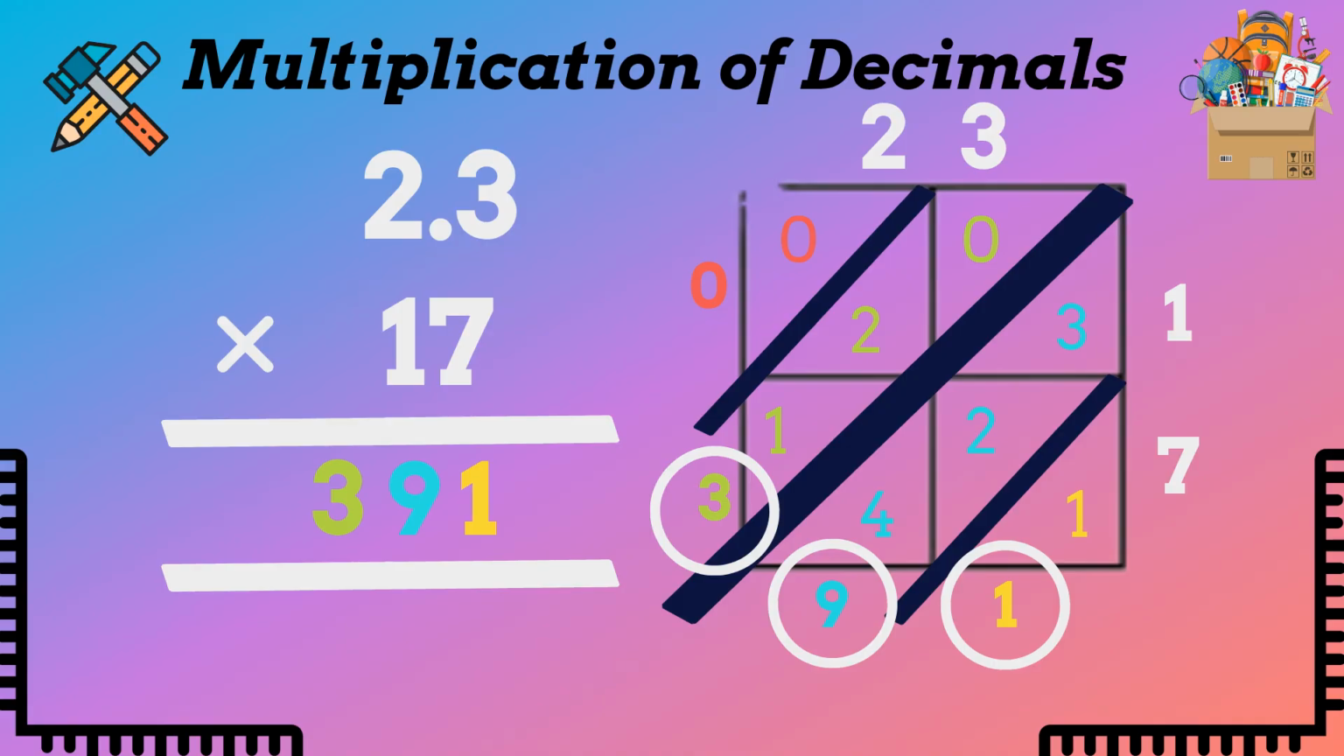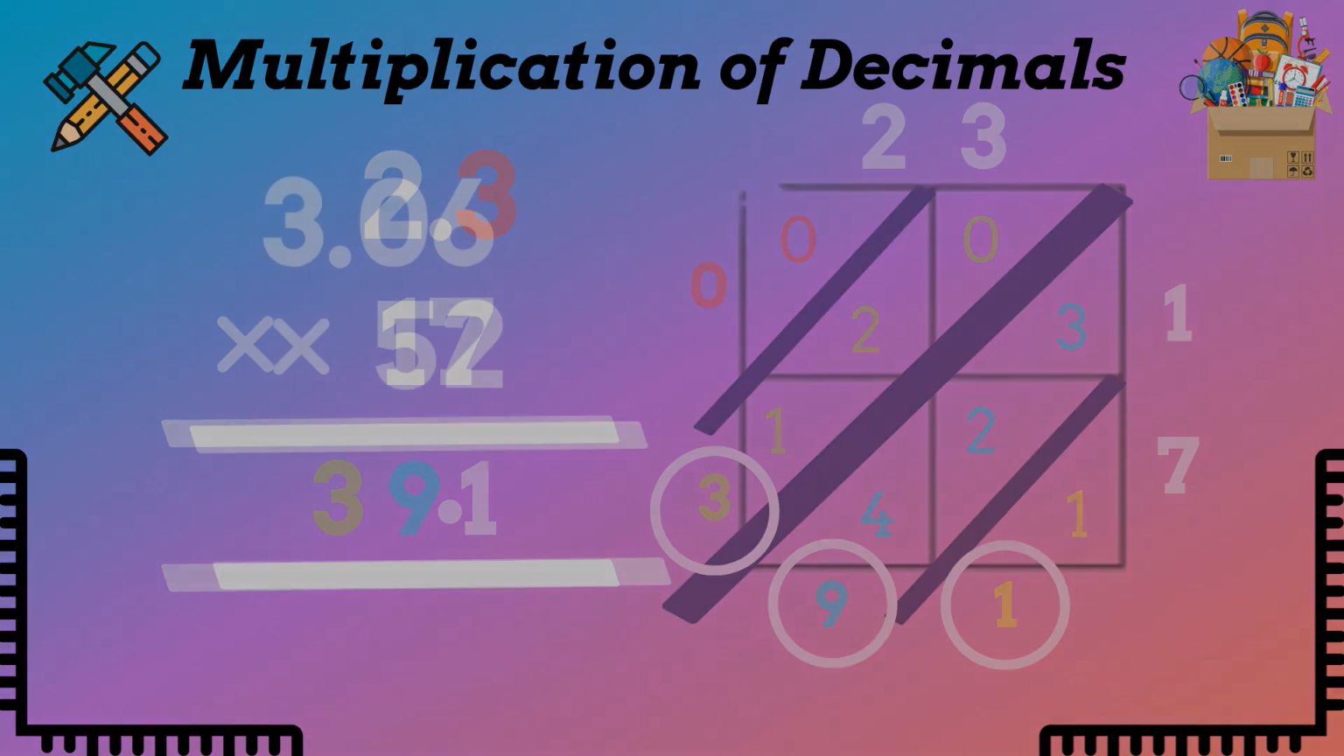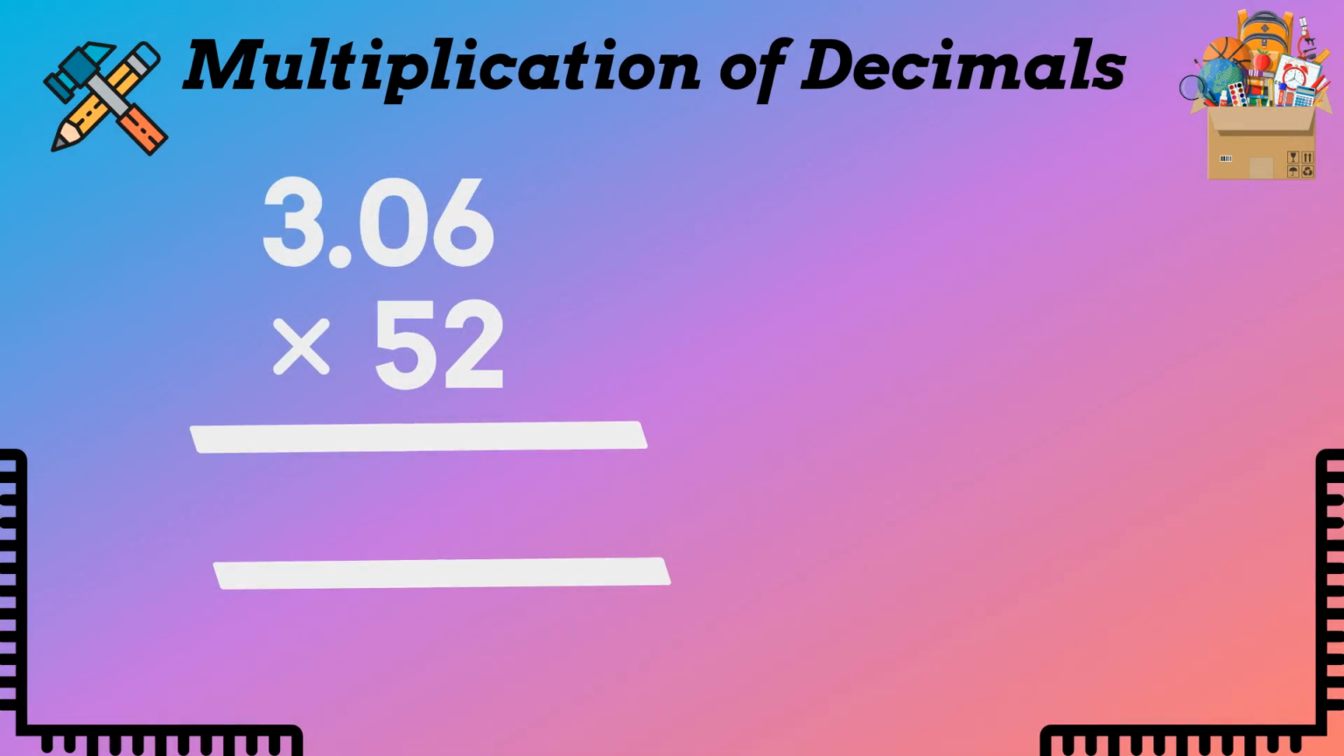We now have to look at how many decimal digits we have in our equation. We have 1 decimal digit. Therefore, our answer must also have 1 decimal digit, which will be the 1. Our answer is 39 and 1/10. We move to our next example.